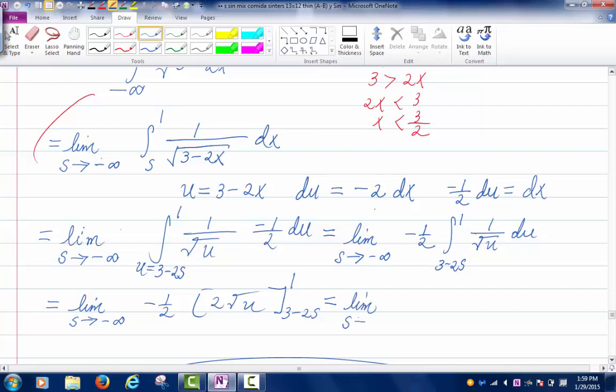So I have the limit as s goes to negative infinity. I have a negative sign left. I canceled out the 2 and the half. And then I'm going to plug in 1. If I plug in 1 for u, I get root of 1, which would be 1. And I have to subtract by plugging in 3 minus 2s. Let's see if you agree that that's what we would be getting. Everybody's okay? You guys are okay with that? Any questions so far?